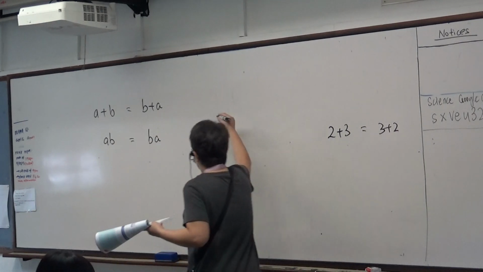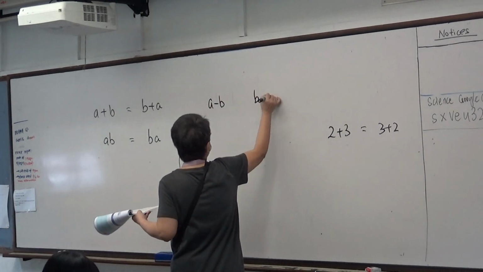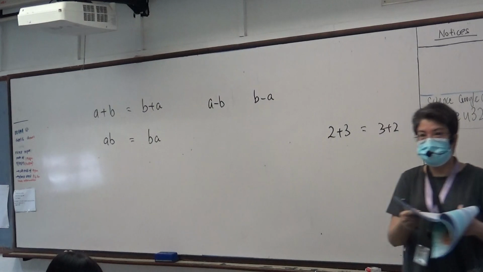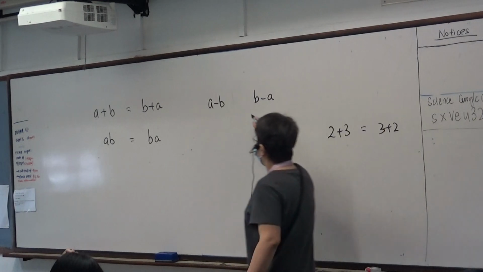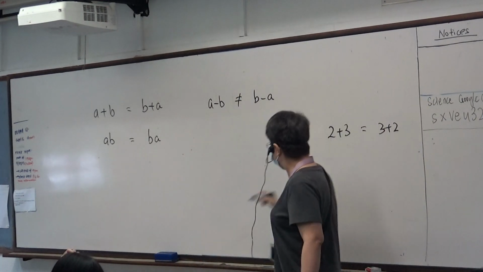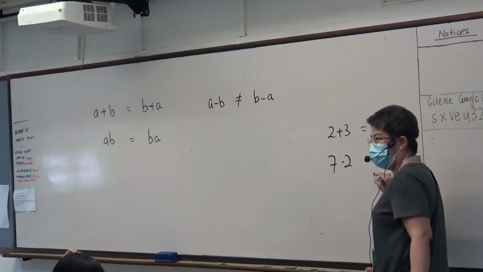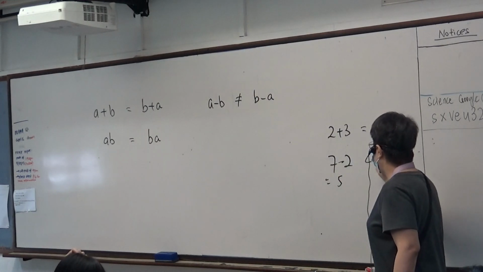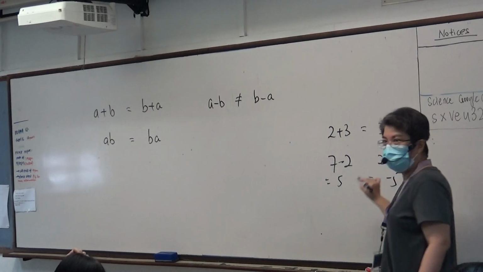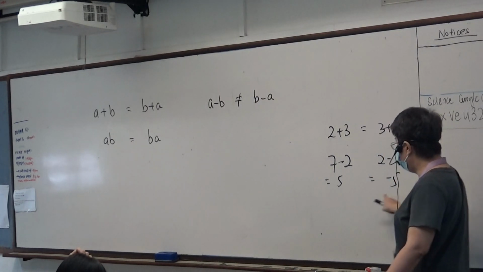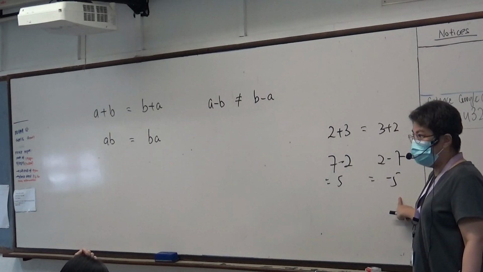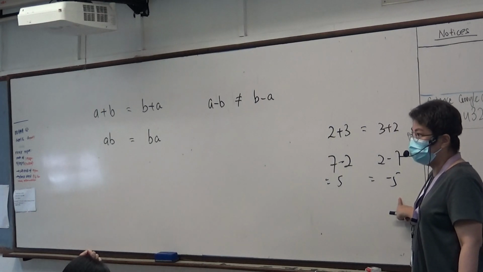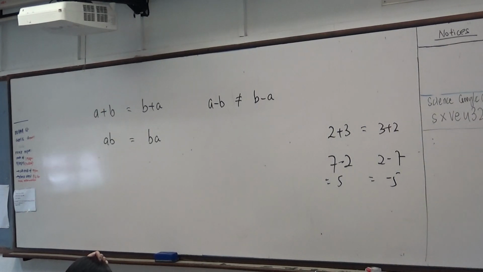Now, one more question. What about A minus B and B minus A? Will they represent the same thing? No. This one is not equal. Because when I have 7 minus 2, what's the answer? 5. But when I have 2 minus 7, what's the answer? Negative 5. It's a different thing altogether. This one means you have $5. What about this? You owe people $5. It's different. When you have money, you can go and buy things. When you owe people, they can punch you. Understand?